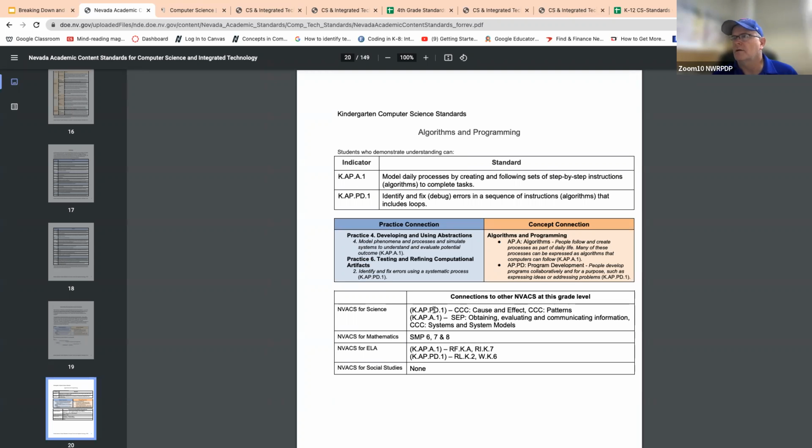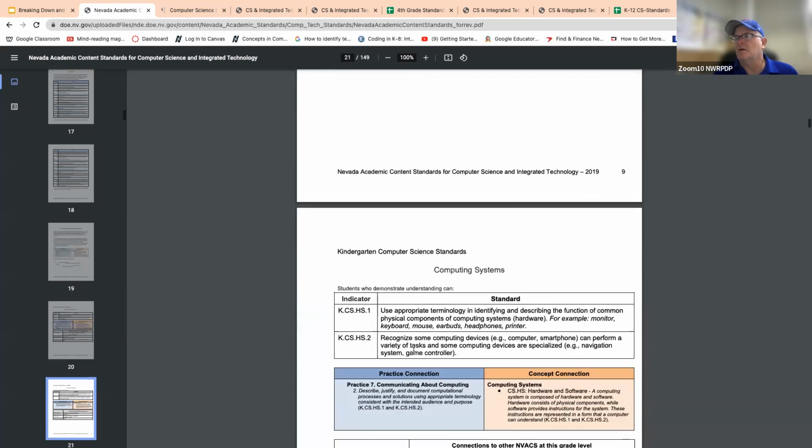This one is the PD one. For mathematics, standards of mathematical practices 6, 7, and 8 is where you can integrate it. And in ELA, you can integrate algorithms and programming and the PD one in. Now, I don't teach ELA, so I don't know what RI is, but you guys know what that is, hopefully, from elementary teaching. I apologize for my ignorance, but those standards can lead into collaborating and teaching that same one at the same time. Social studies, they said none.